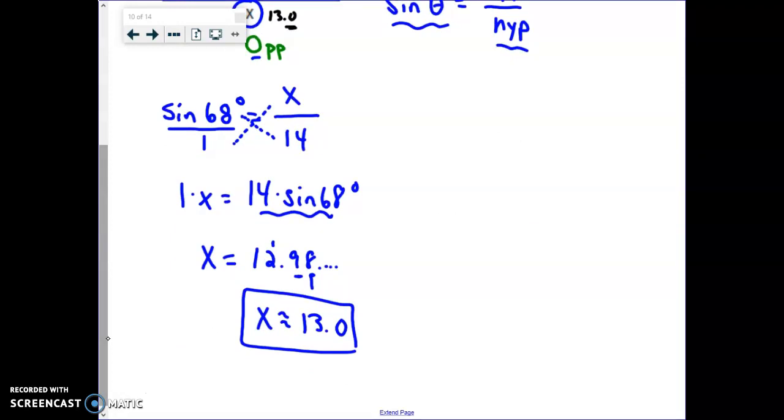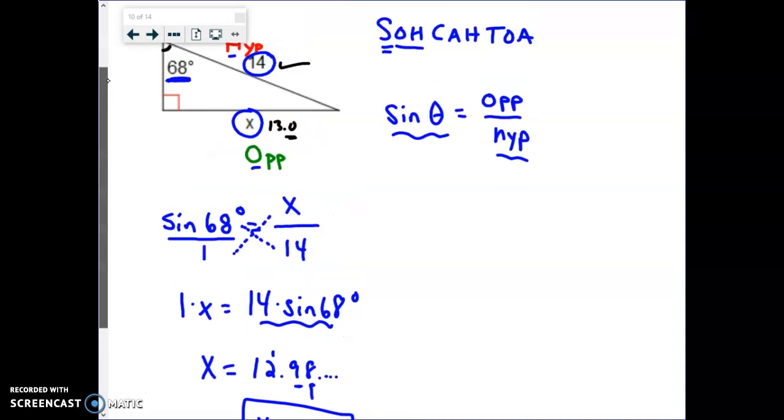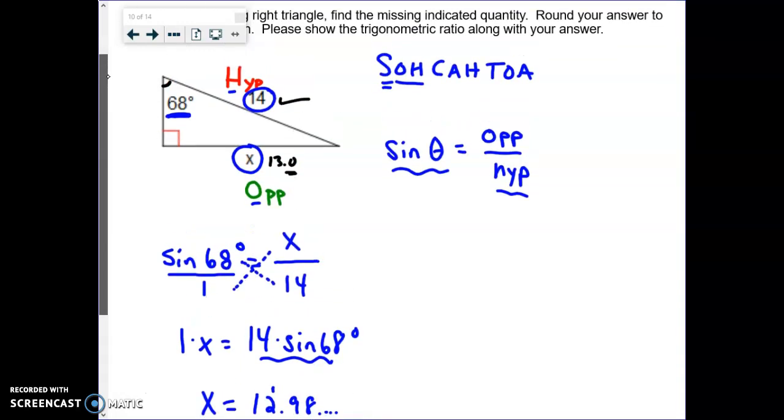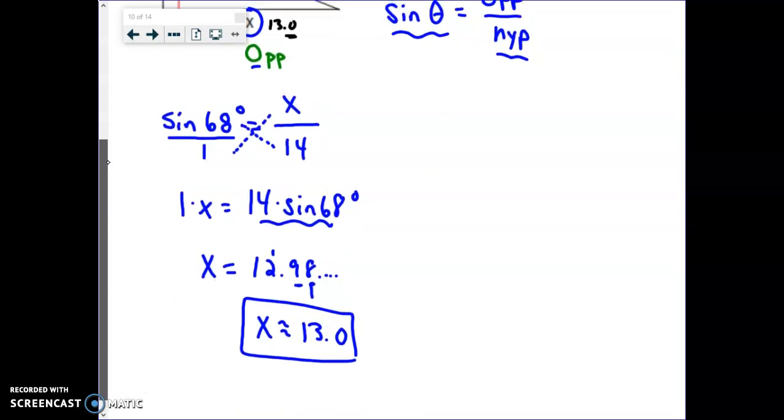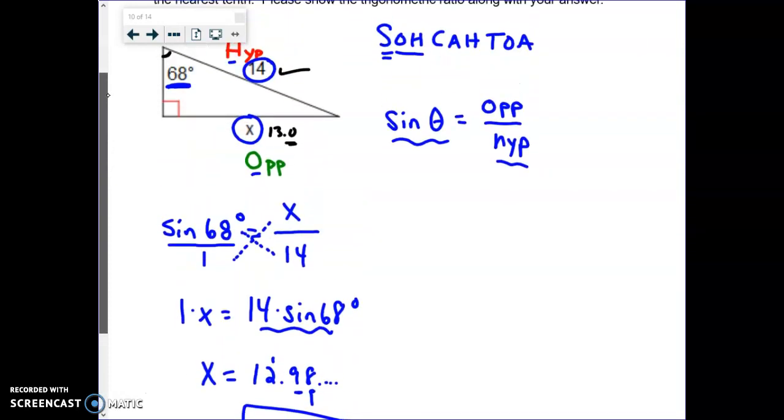So basically, what it involves in trig problems is you label the sides of your triangle, opposite, adjacent, hypotenuse, depending on what your angle is. You then figure out which trig function you need to use, sine, cosine, or tangent, using SOHCAHTOA as a guide, plug in your values, and then cross multiply and solve that proportion. And that's really all there is to doing trig functions in the right triangle.